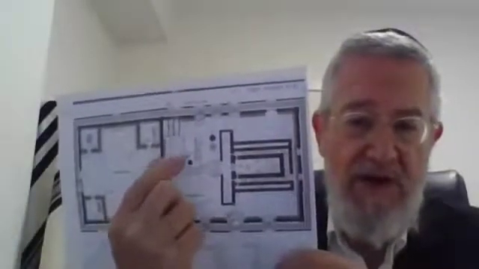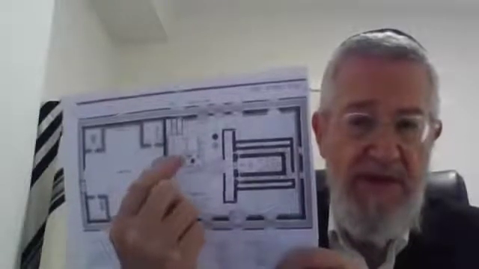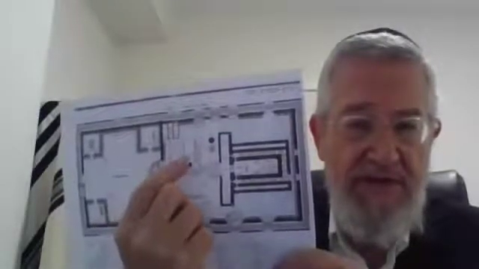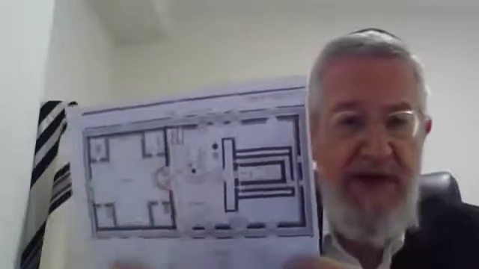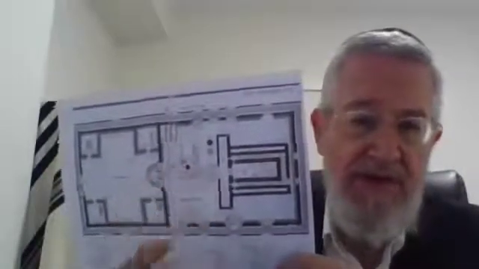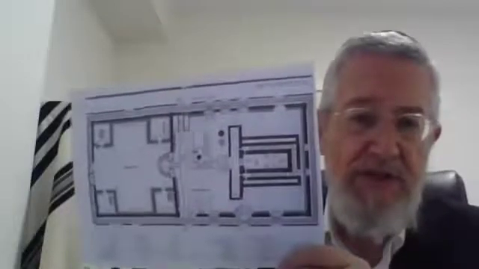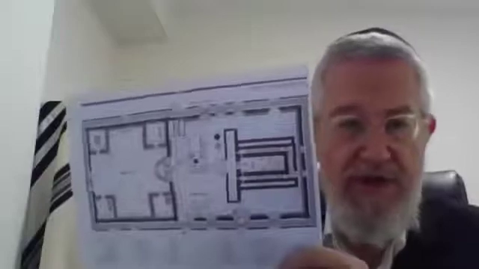The Marocha Gedola, the large fire for Korbanos. Then the Marocha of Ketores, to take fire to bring in, to burn the Ketores. And the Marocha Eish HaTamid, just to keep fire constantly on the Mizbeach. In the middle, you can see a large circle. That's the circle as Korbanos were being burned, and there was ash that accumulated.